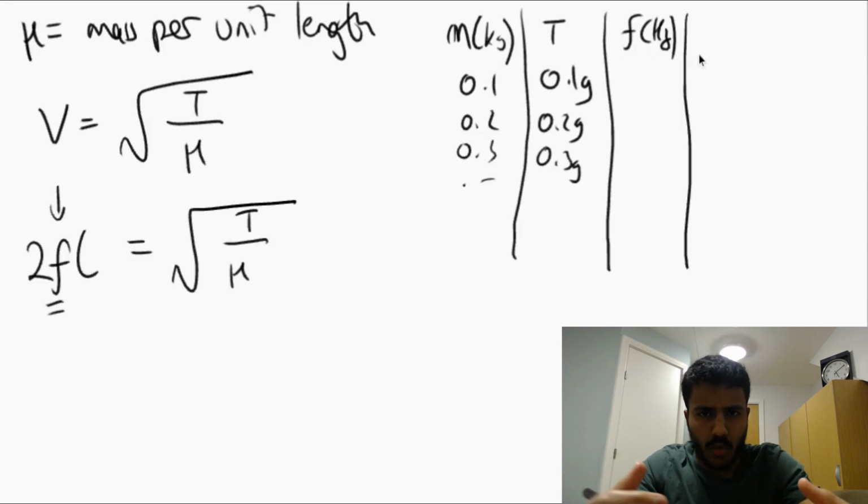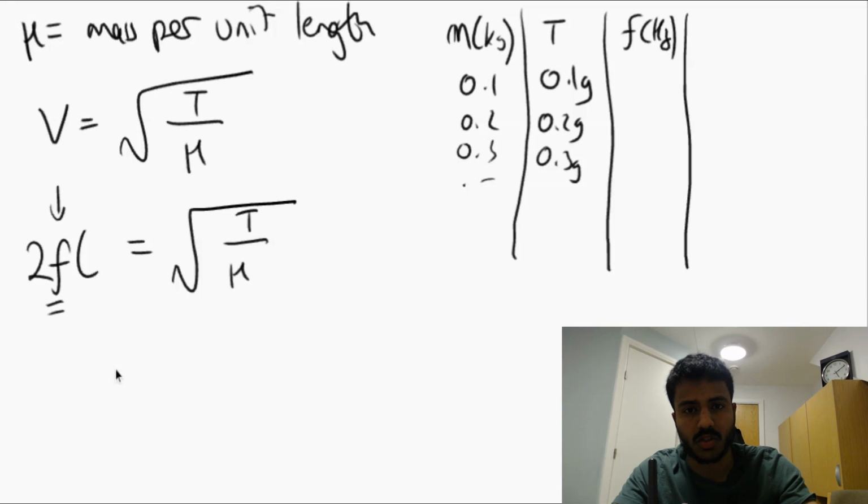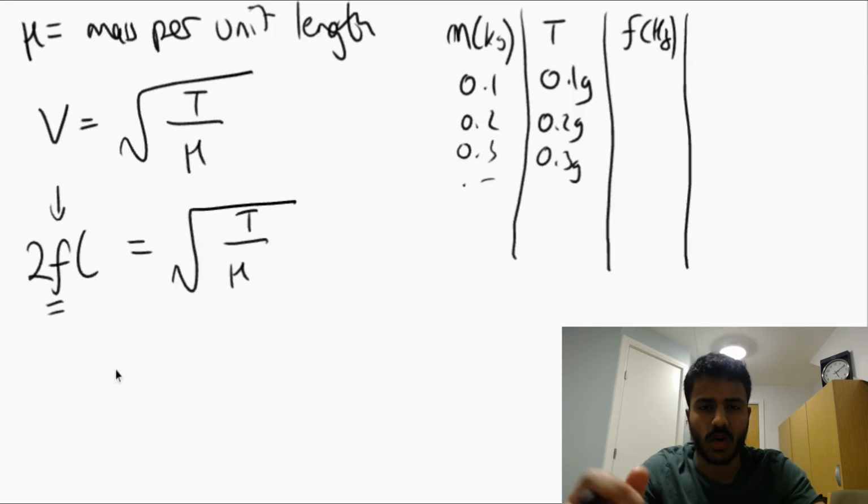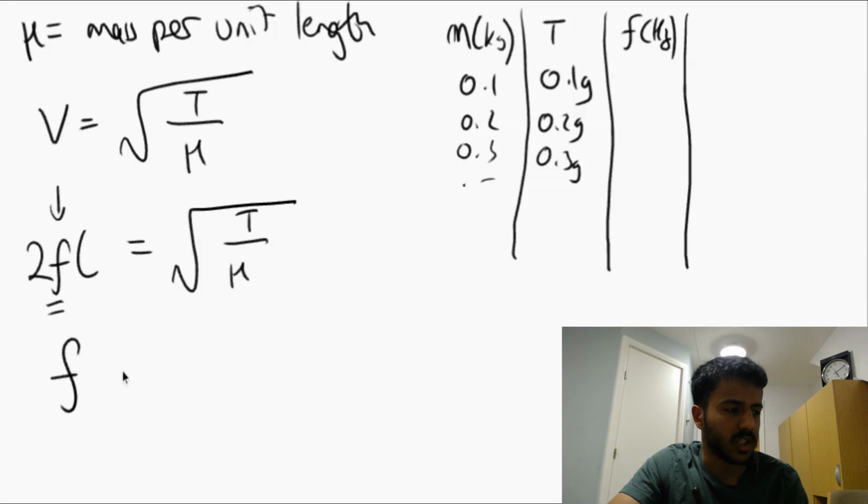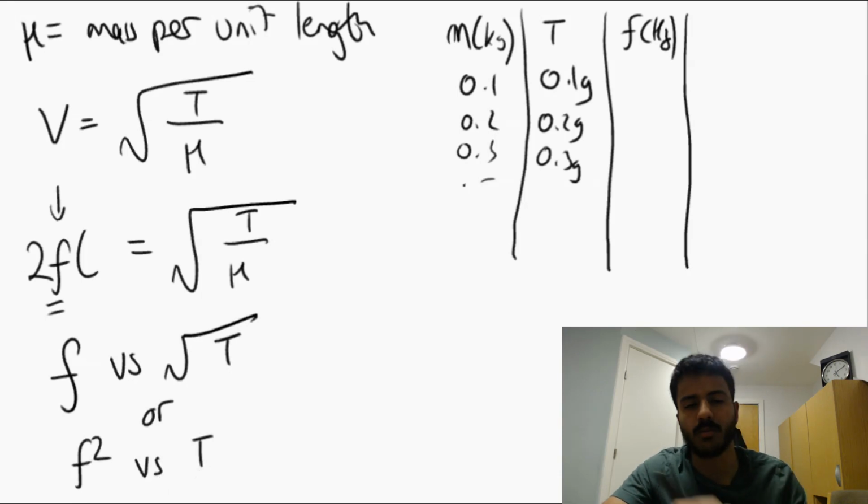And now, as with pretty much every practical that you do, you're going to try and find a way to plot a graph using this data, because we want to find out what this value of mu is. So we have now got values for tension and we have values for the frequency. But we can see that frequency is proportional to the square root of tension. So you cannot directly plot a straight line graph by plotting frequency versus tension. Therefore, there are two graphs that you can plot. You could either plot frequency versus the square root of tension, or you can plot frequency squared versus tension. And both of these are acceptable.